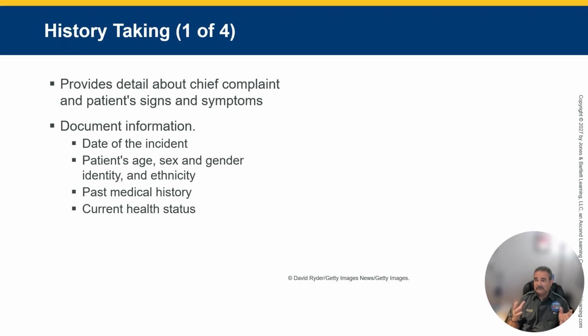History taking, super, super important. We need to know everything about the patient, okay? Especially we need to be documenting when the incident happened, their age, their sex, their gender identity, ethnicity, their past medical history, and their current health status. It's what will allow us to put that detective hat on and apply their conditions to be able to determine what's wrong with them and what's their best course of treatment.